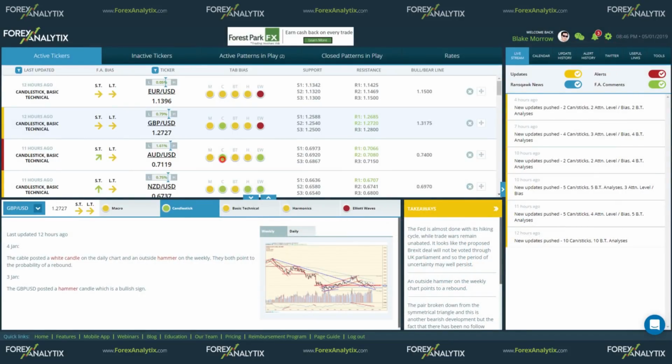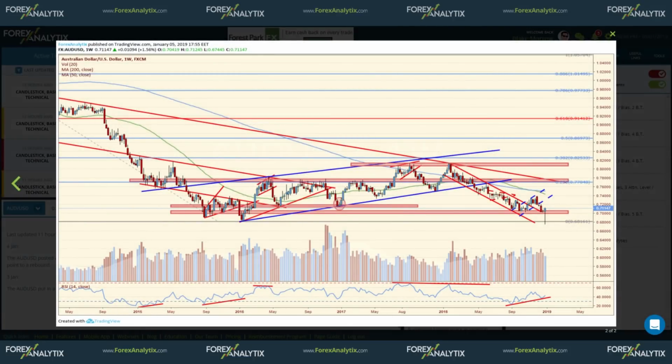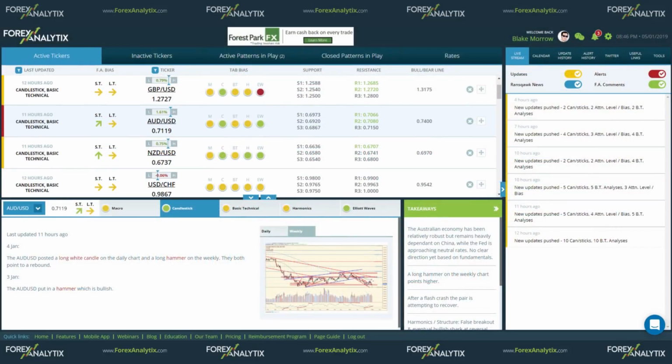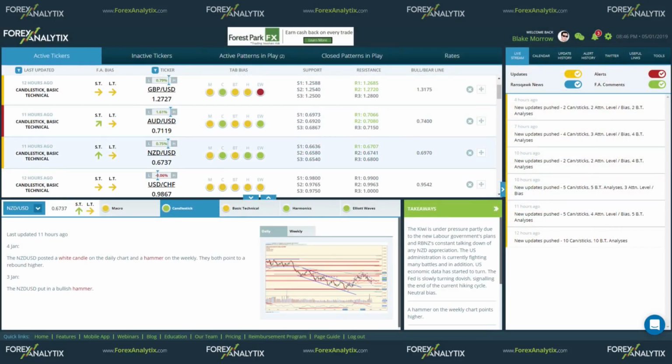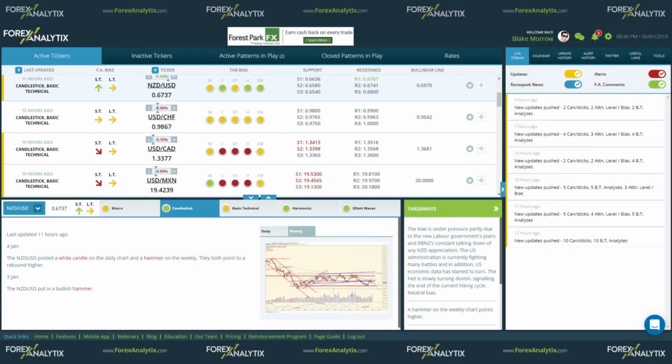Look at the Aussie candlestick pattern. Same deal, right? Shakeout, weekly candle, long wick, hammer, false breakdown below the support zone here. That's bullish. Kiwi, weekly candle, hammer, false breakdown, it's bullish. We closed at the highs. It's bullish.